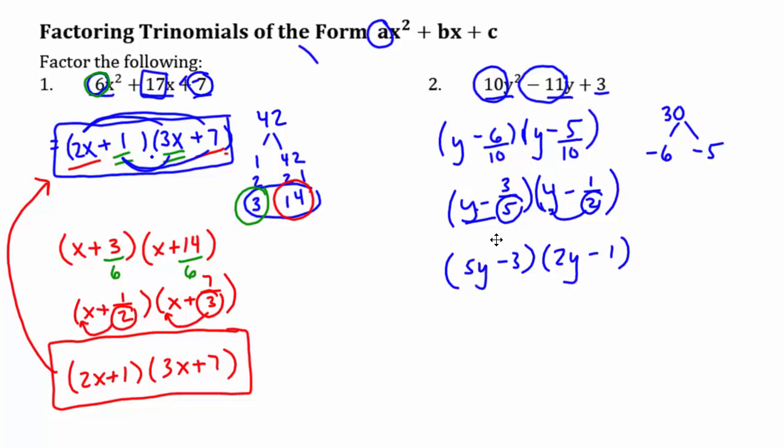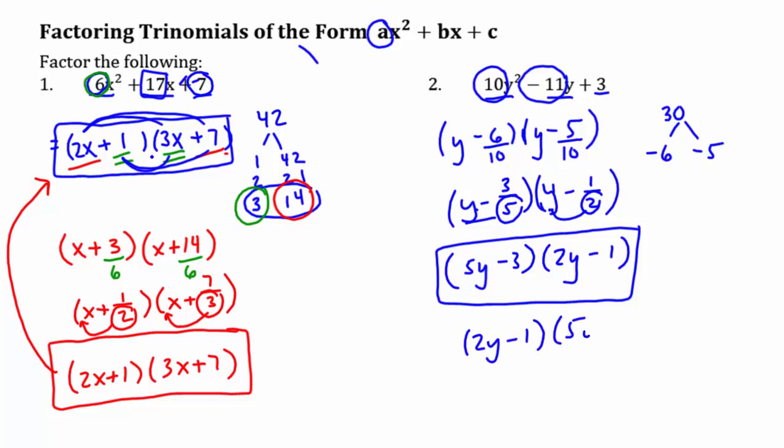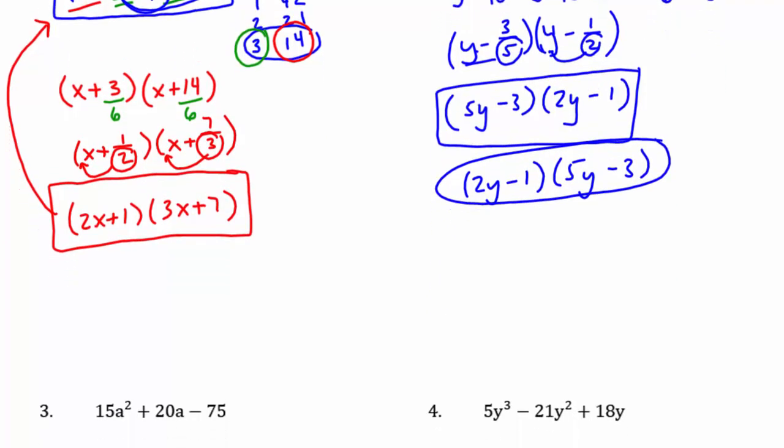Okay, so 5y times 2y is 10y squared, and then a negative 5y minus 6y is a negative 11y, and a negative 3 times negative 1 is a positive 3. So good, this is my answer. Now remember, as I said in a previous video, the order of this doesn't matter. If you put 2y minus 1 times 5y minus 3, it's still the same answer. Okay, they're both correct answers.